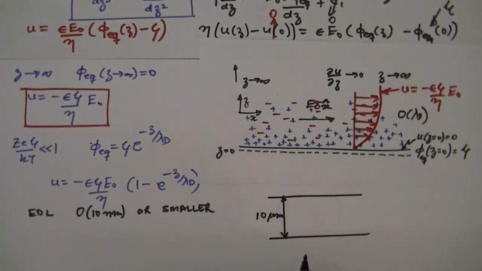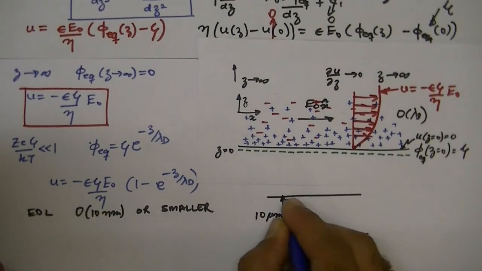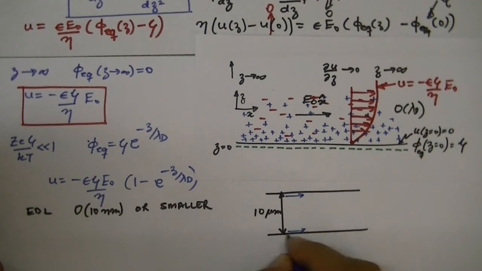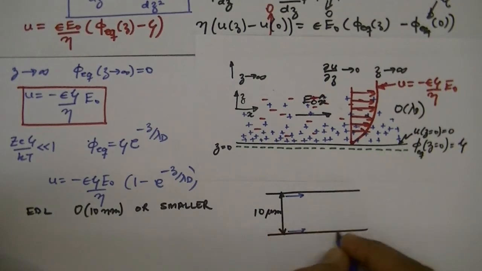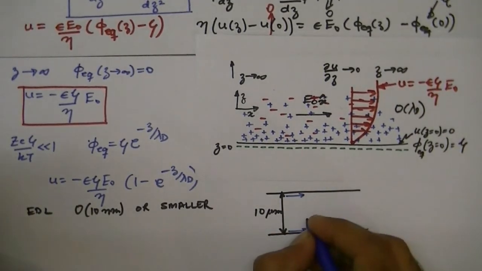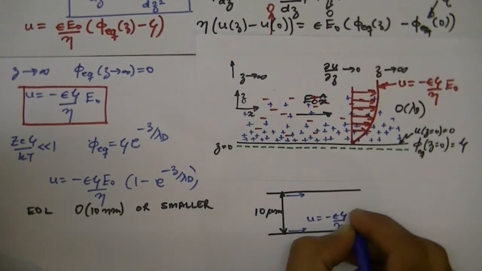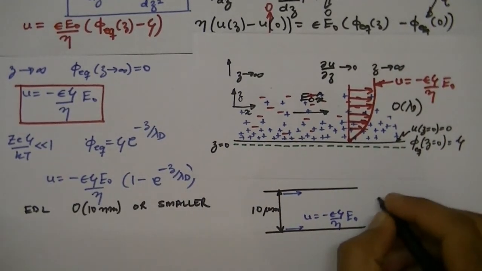So on this scale of the thickness of the channel, the flow actually appears to slip on the wall because this region is very thin near the walls. So what you actually see is that the flow apparently slips on the wall with the slip velocity of u is minus epsilon zeta over eta times E naught. And this slip velocity is called the Helmholtz-Smoluchowski velocity.